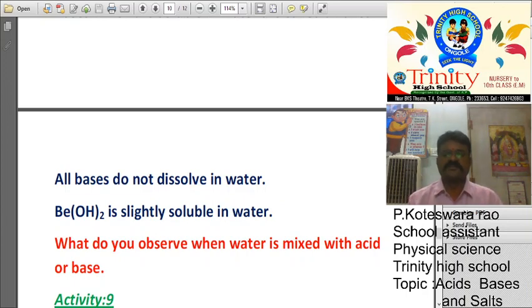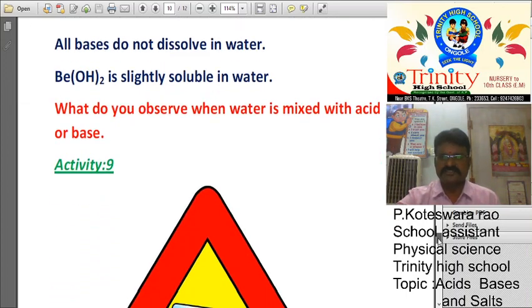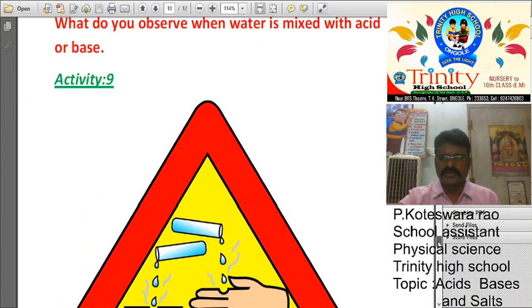Okay, this is also a very simple and very important concept. And what about our next concept? Our next concept is the most important concept. What do you observe when water is mixed with acid or base?